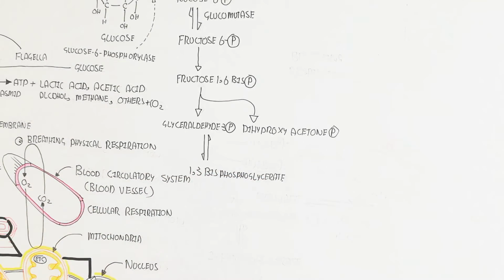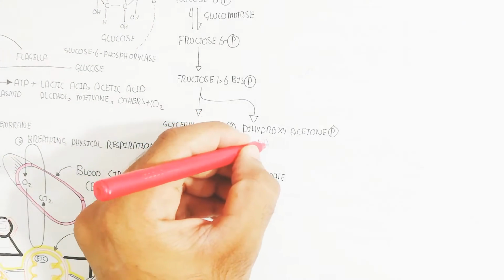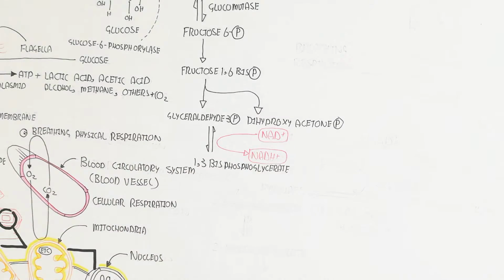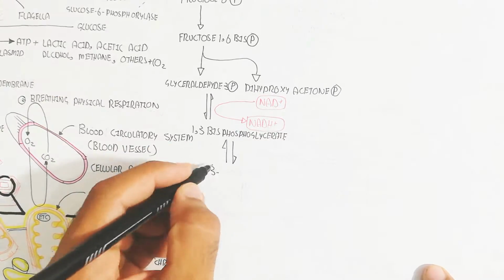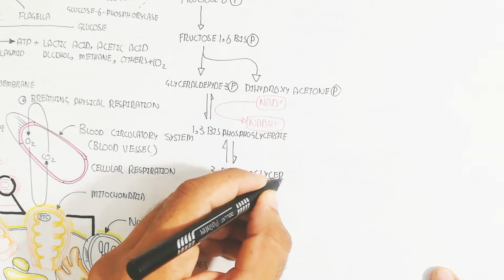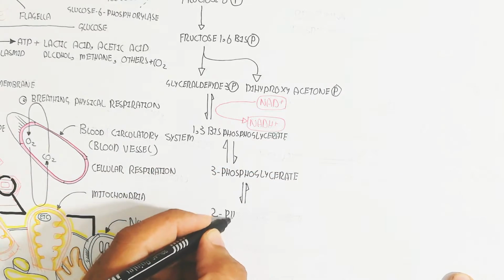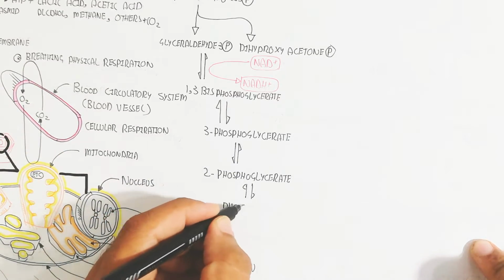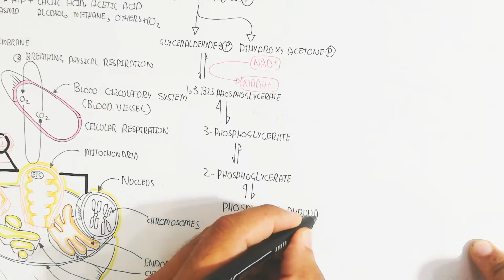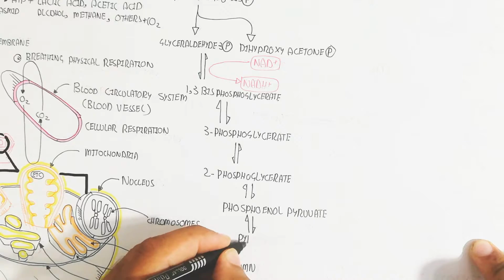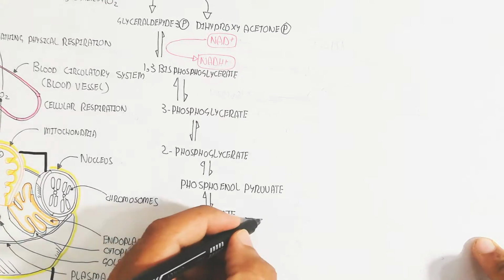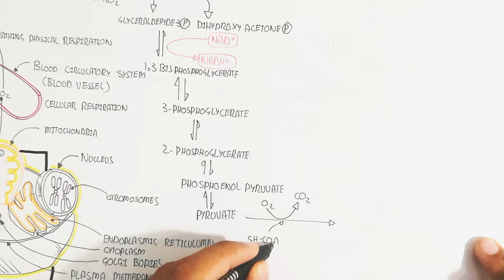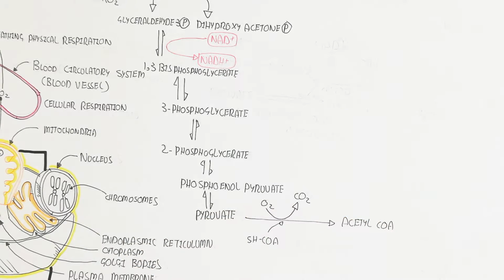This splitting gives 2 molecules, each containing 3 carbons. So NAD plus will be used and reduced to NADH to produce 1,3-bisphosphoglycerate. It is a reversible reaction. And further 3-phosphoglycerate and 2-phosphoglycerate, and in this way phosphoenolpyruvate and ultimately pyruvate will be formed. So this pyruvate is the central metabolic molecule containing 3 carbons.